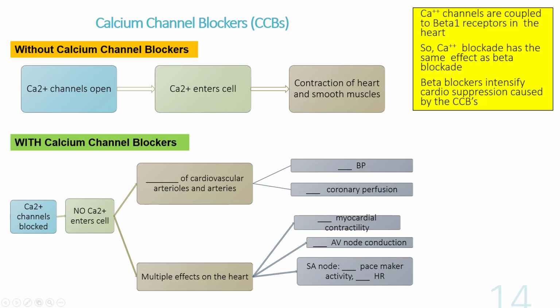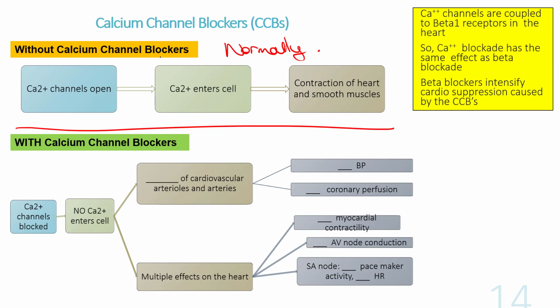So what we're going to do now is we're going to look at what happens when calcium channel blockers are added, right? The top half is what happens normally when there's no calcium channel blockers. So without calcium channel blockers, calcium channels stay open, calcium enters into the cell, and it causes contraction and an increase in contractility and heart rate in terms of the heart, and it causes contractions of the smooth muscles. So it causes vasoconstriction in the peripheral arteries.